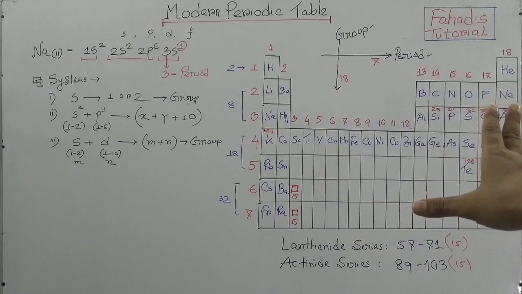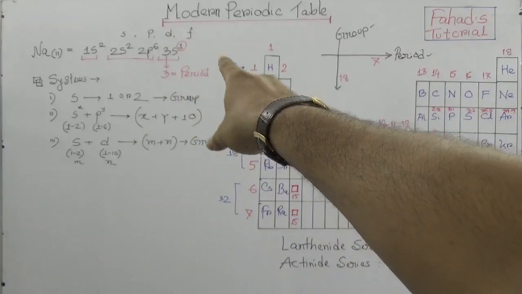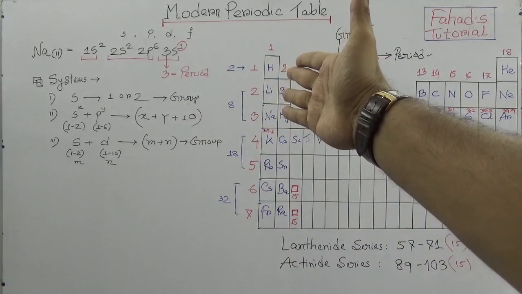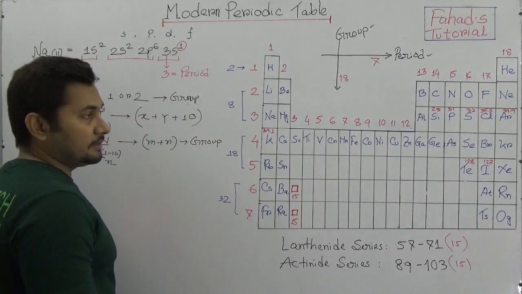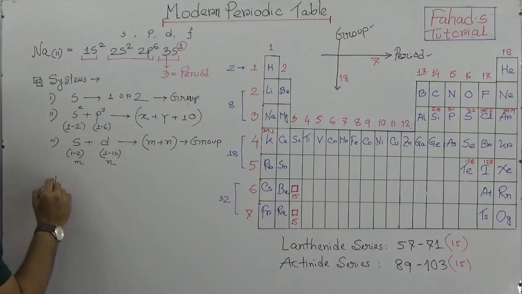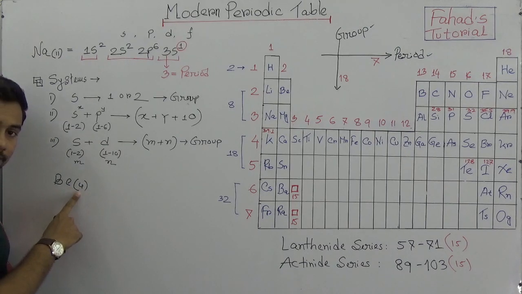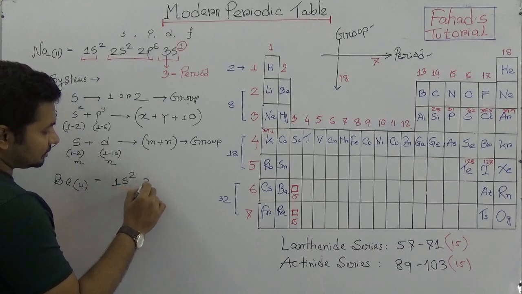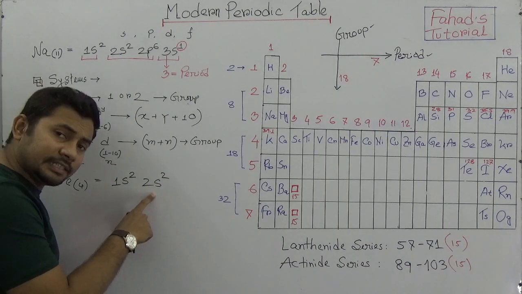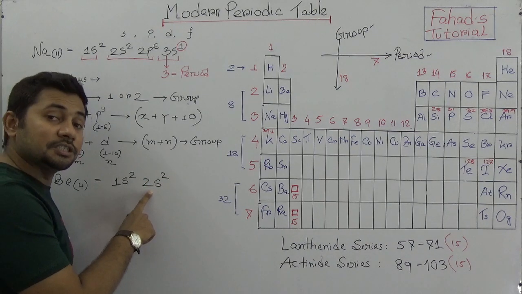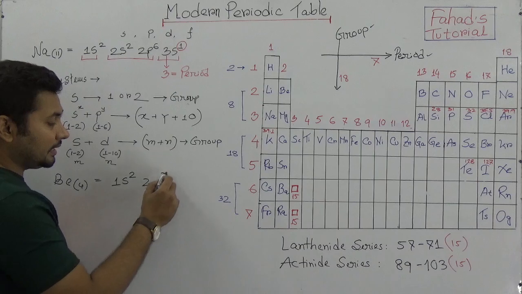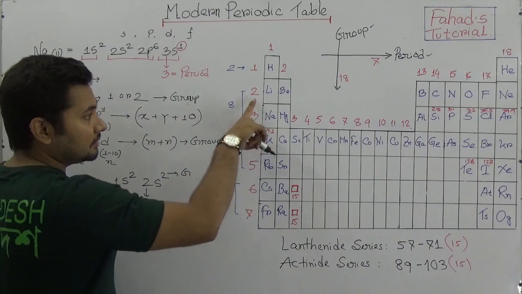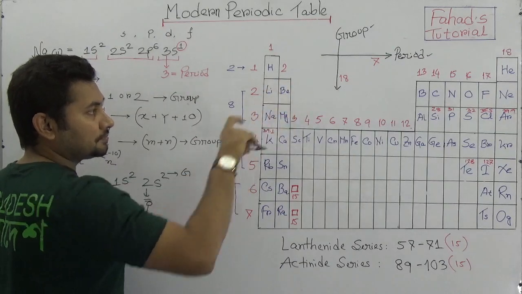Determining the period number is very easy. If you see that the outermost shell number is 3, then you know this is period number 3, but we need to know the group number. So right now I'm giving you some examples. Suppose I'm thinking about beryllium, which is 4. So I know that this should be 1s2, 2s2. Here there is only s orbital, and the outermost shell is 2. So beryllium belongs to period number 2 and group number 2.